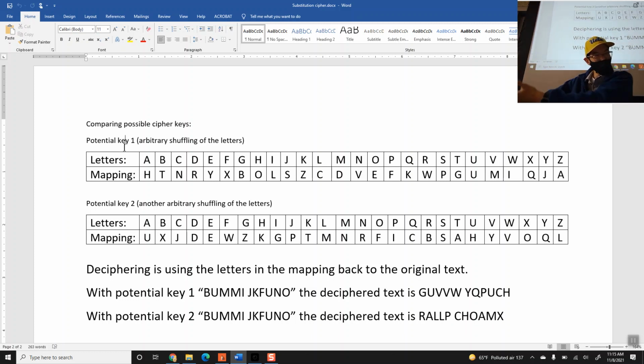Because this potential key seems more probable than the other one. Okay? And that's effectively Bayesian reasoning. We're saying that because the likelihood of the data is higher for this given parameter, that makes this parameter more likely for the given data.